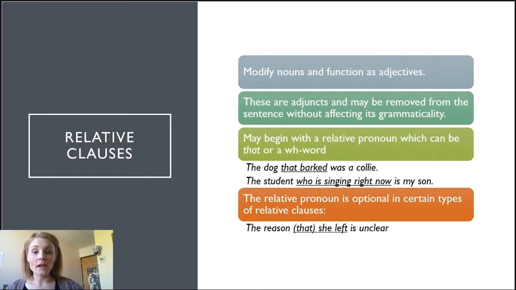And the relative pronoun is optional in certain types of relative clauses. So in the sentence, the reason that she left is unclear, you can omit the relative pronoun that and still have a grammatical sentence. The reason she left is unclear.